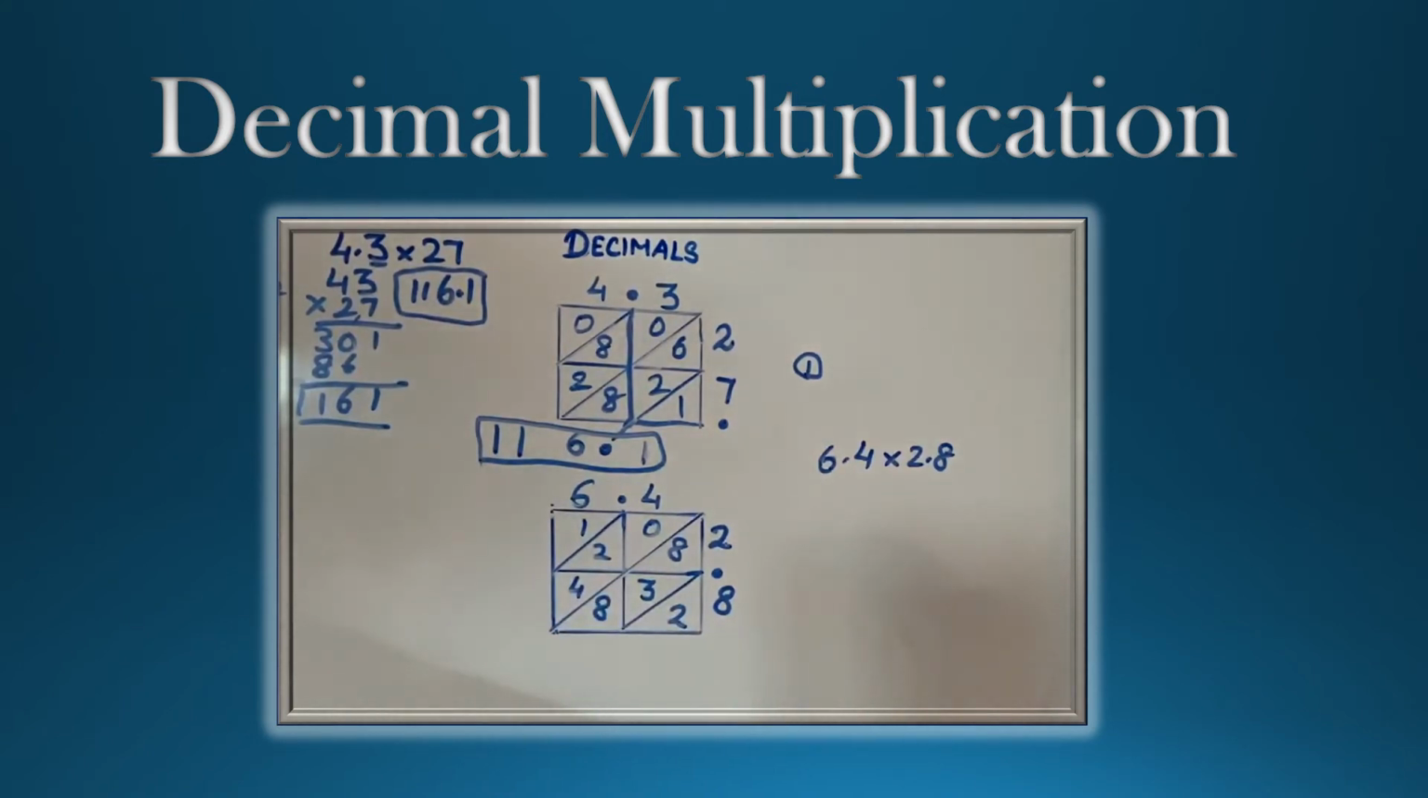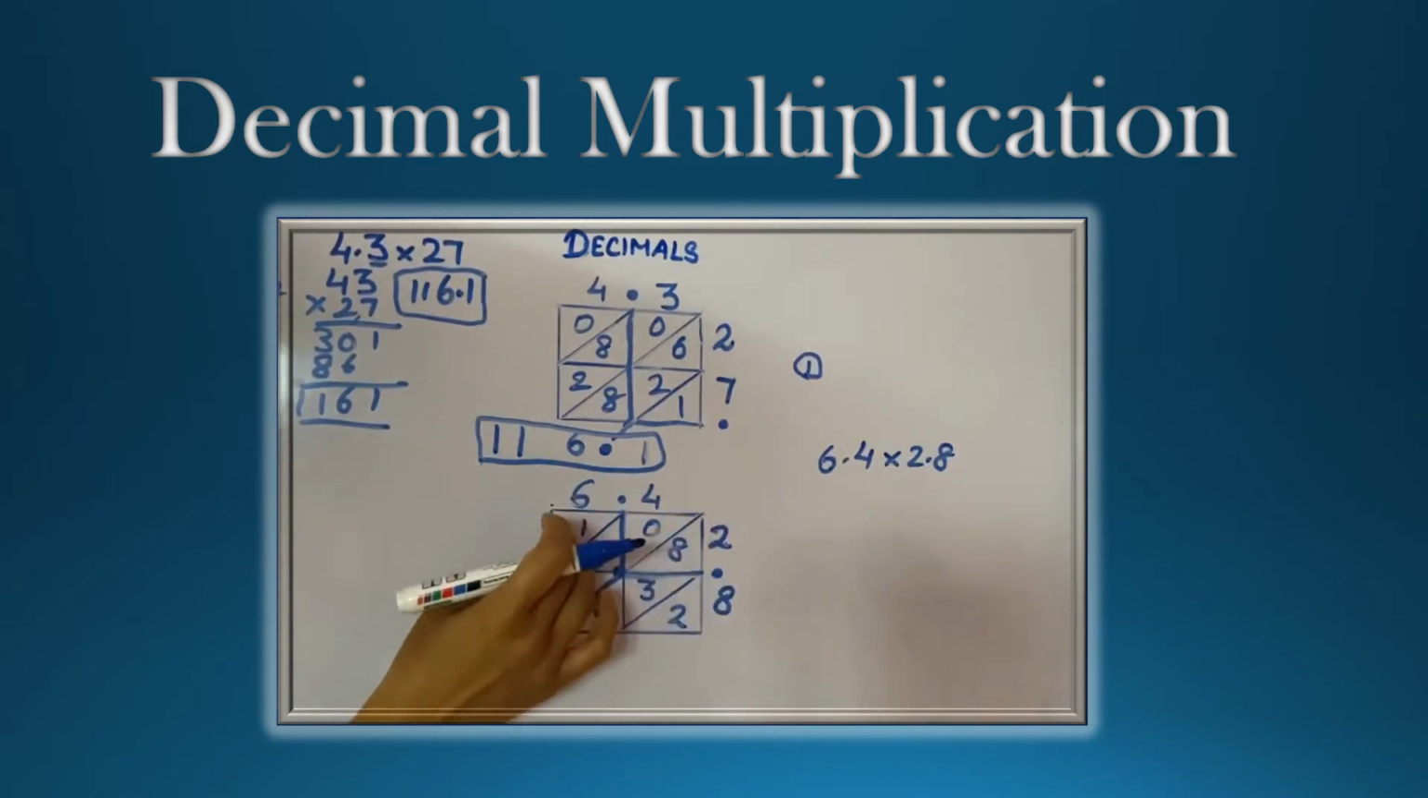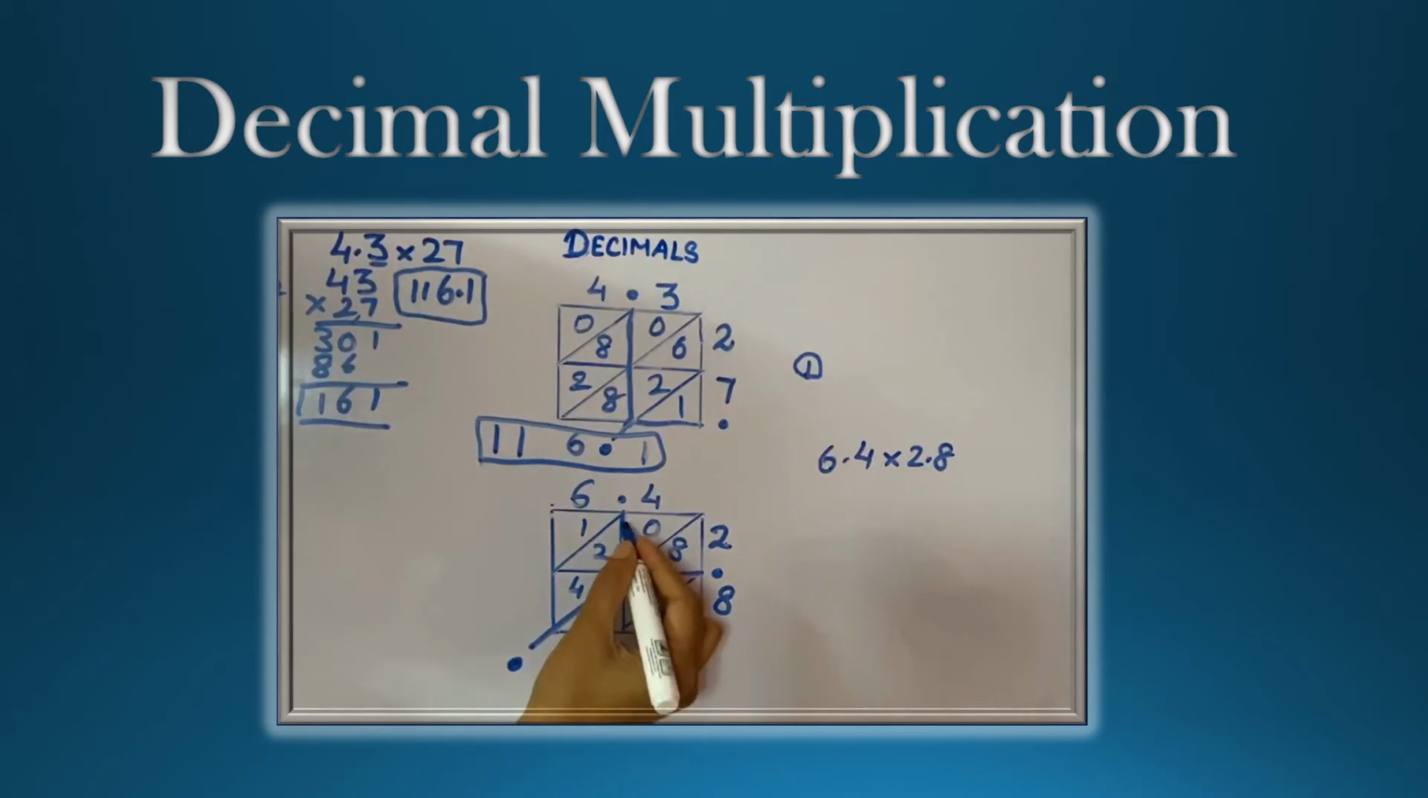Then where the point should come is straight to the vertical line and this horizontal line, at the intersection point. So the point should be between these 2 blocks and these 2 blocks, because the intersection point is here. So straight to this point, put the point.